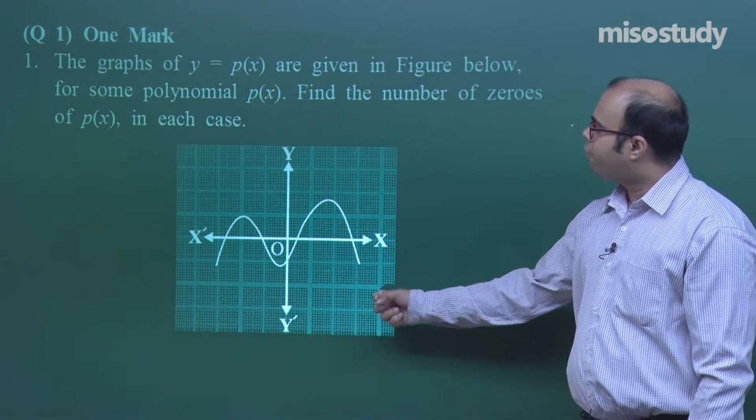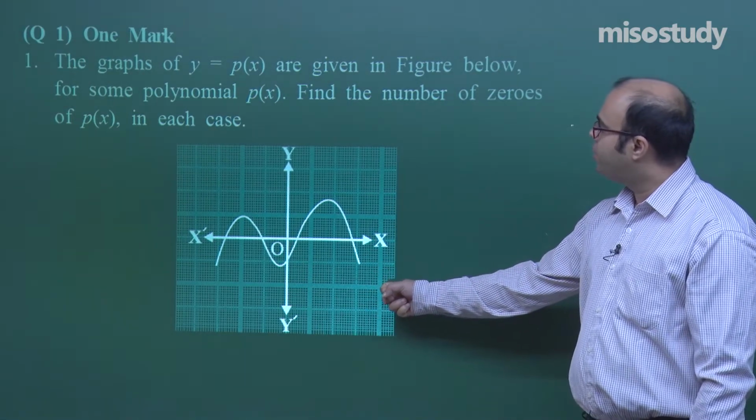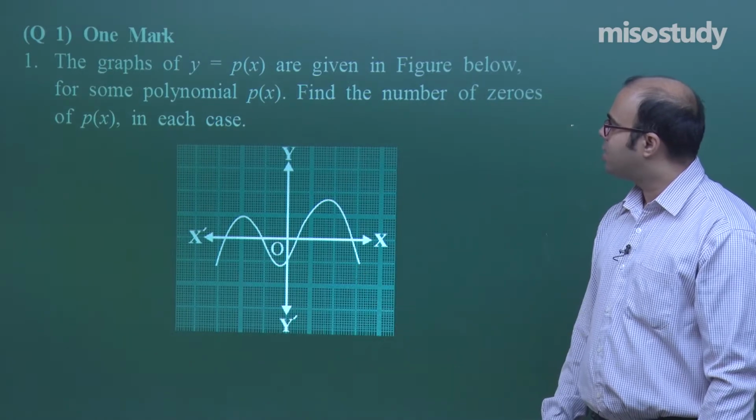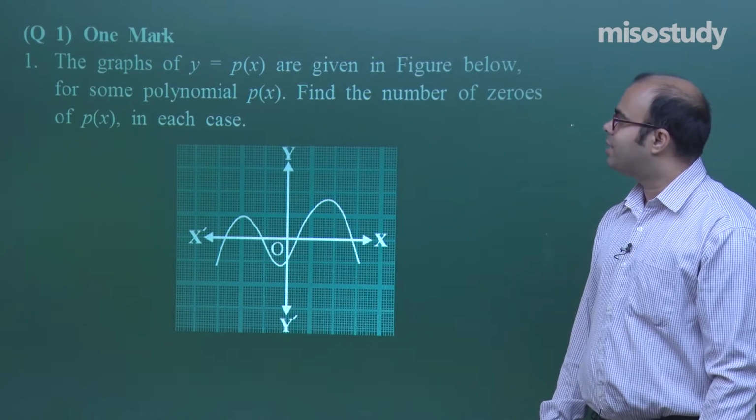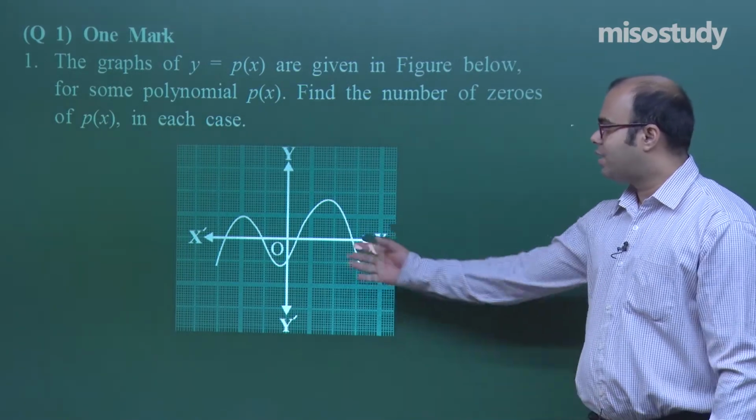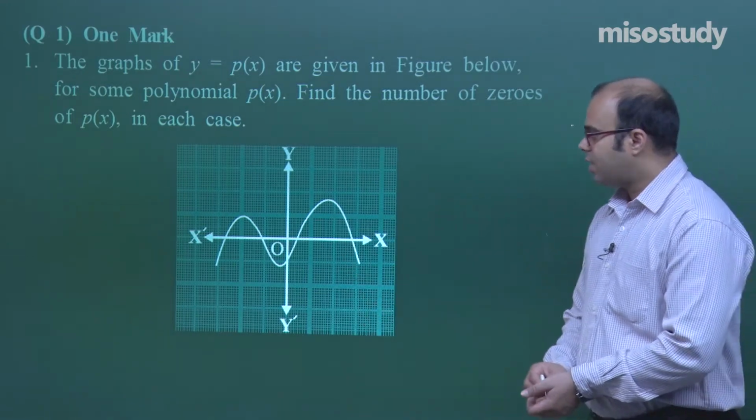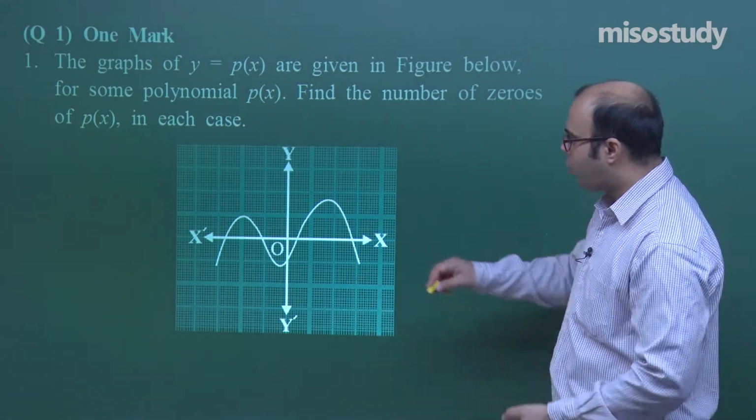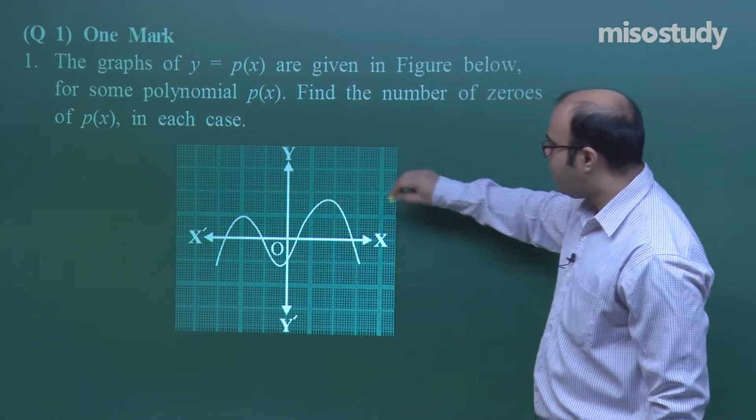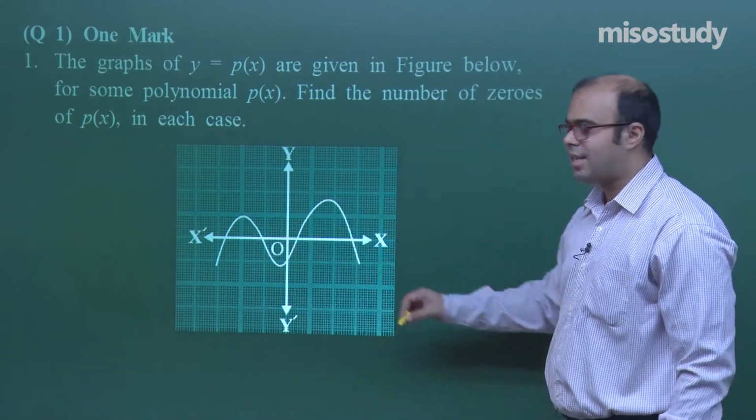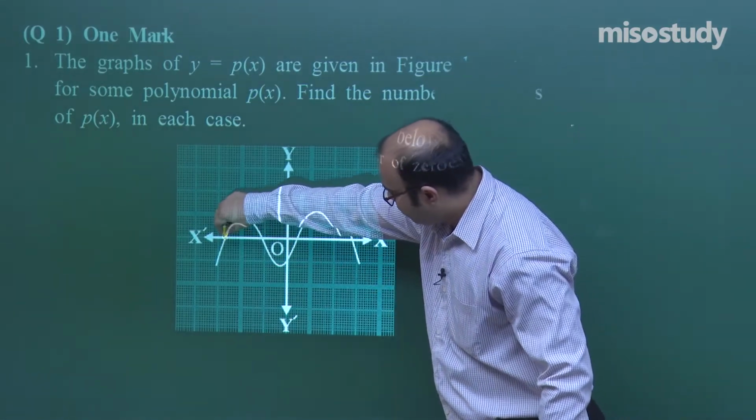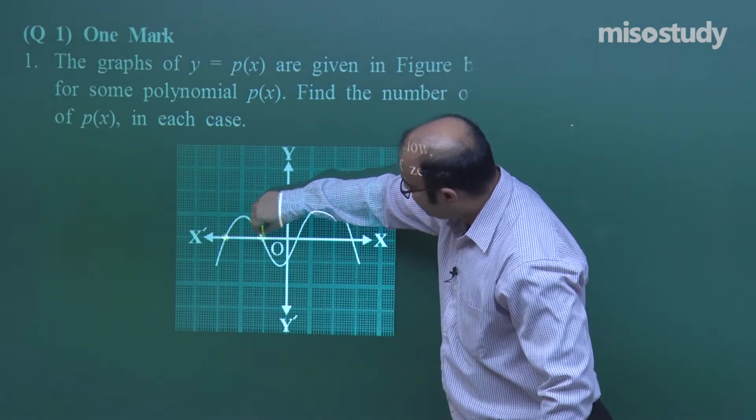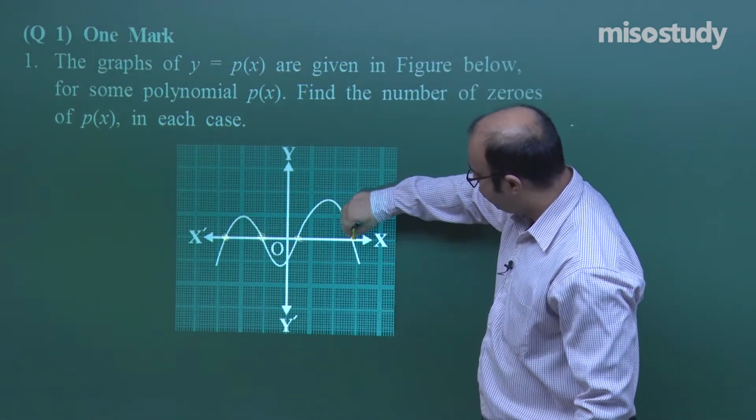The graph of y is equal to p(x) is given in the figure below for some polynomial p(x). Find the number of zeros of p(x) in each case. So, the case is this one basically. In this case the number of zeros we have to obtain. If we see that the graph here is intersecting the x axis at how many points? One point is this, another point is this, third point this and fourth point is this.